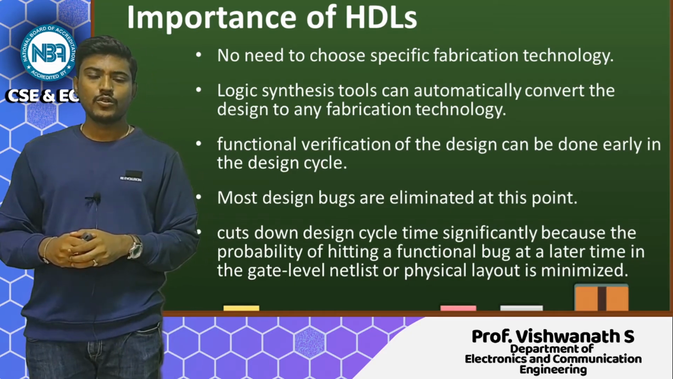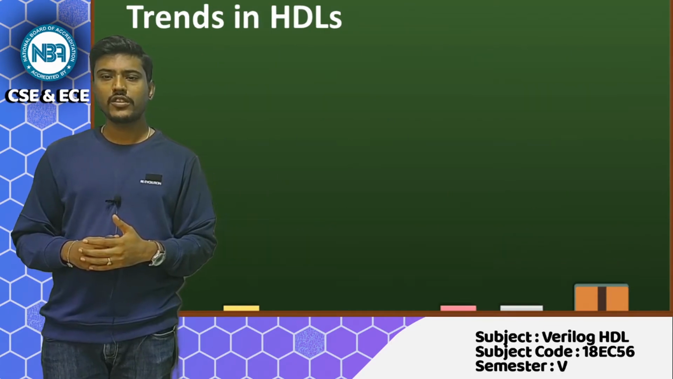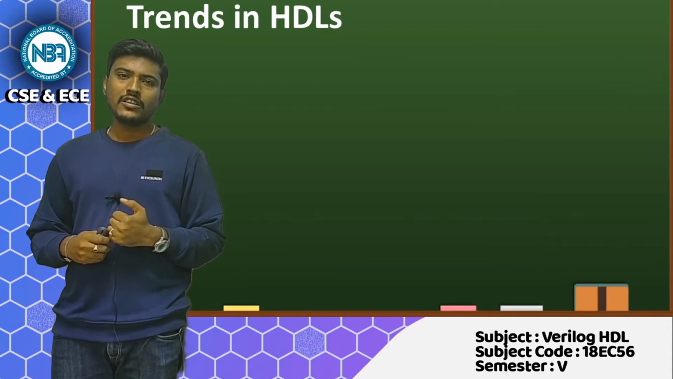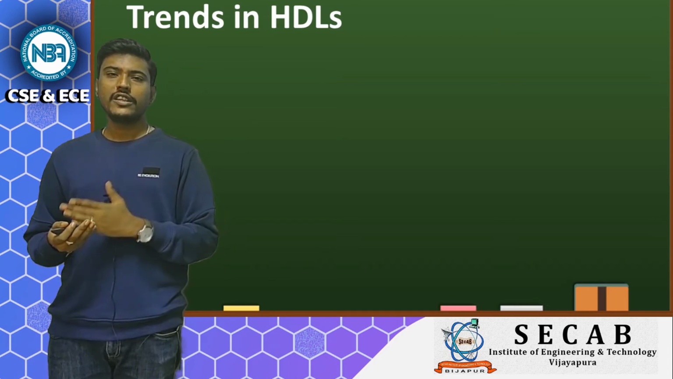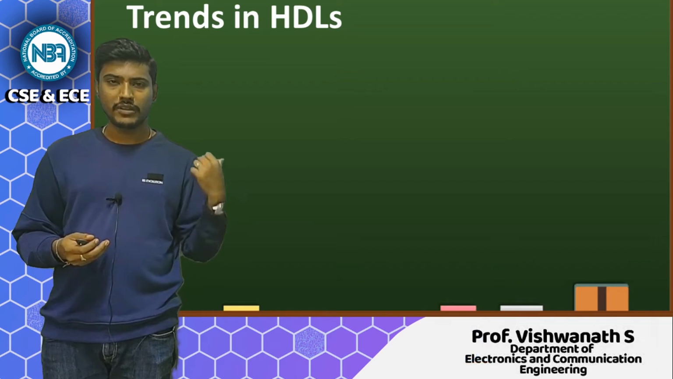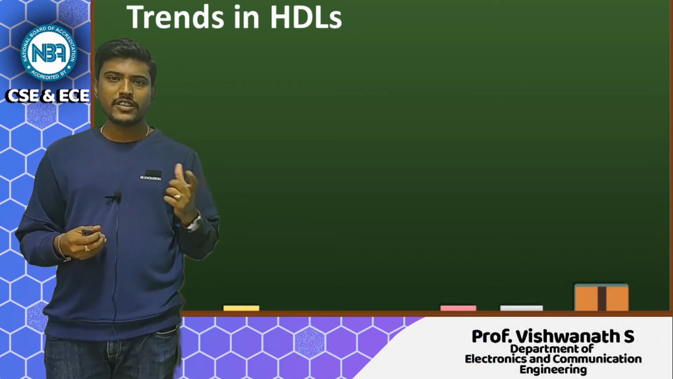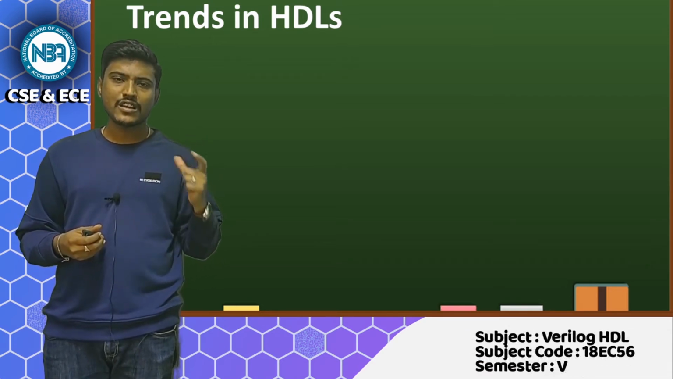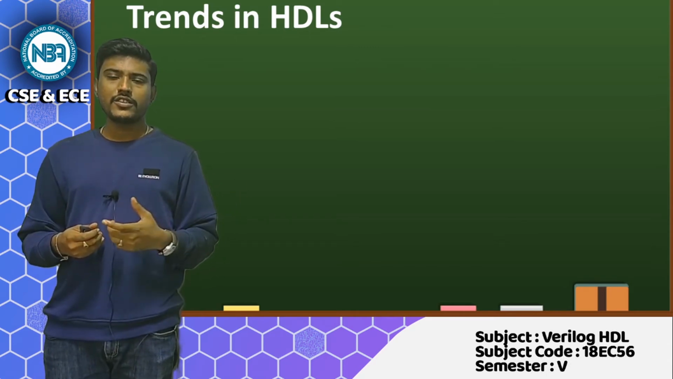So these are some of the points why HDLs are very important. Let us look into the trends which are currently going on in the market. Our HDLs do not stick only to VHDL and Verilog. As we saw in the previous slide, the design time cycle is very important, and it should be as small as possible, so that we can bring our product to the market very early.